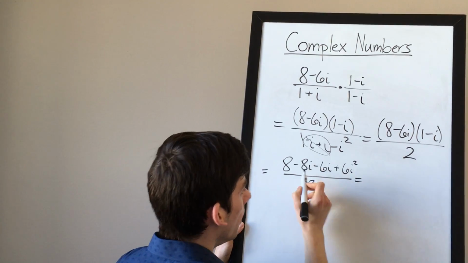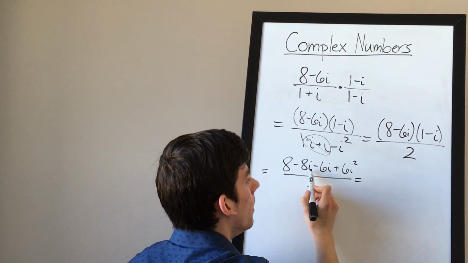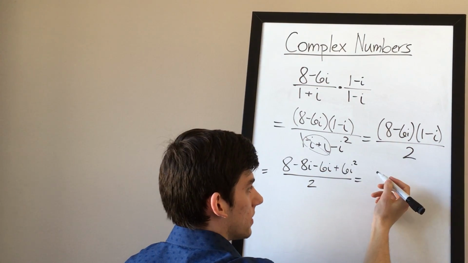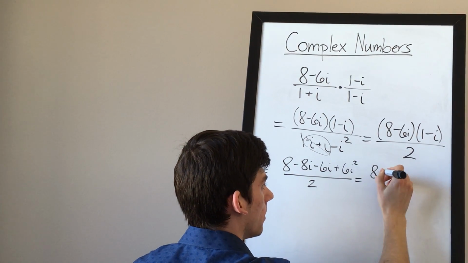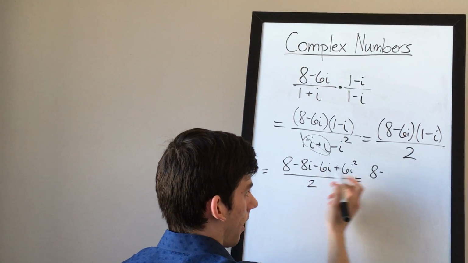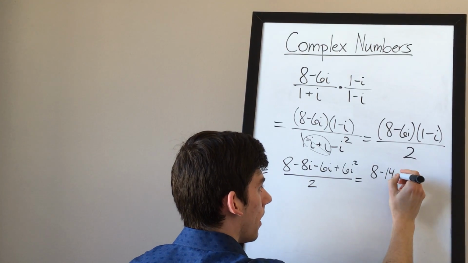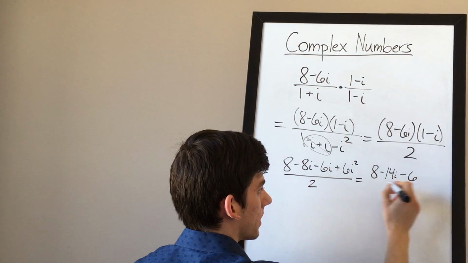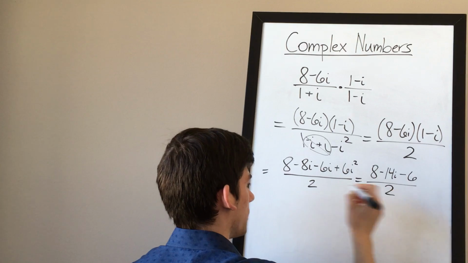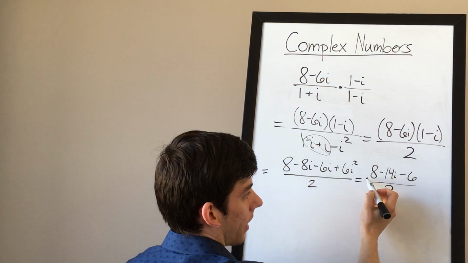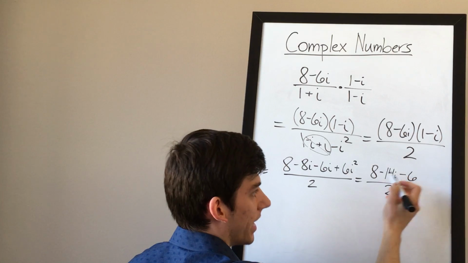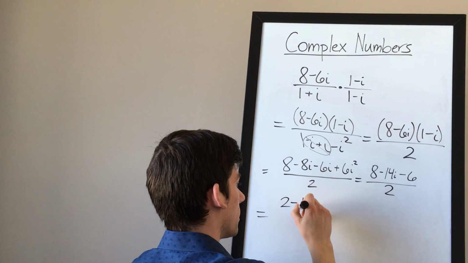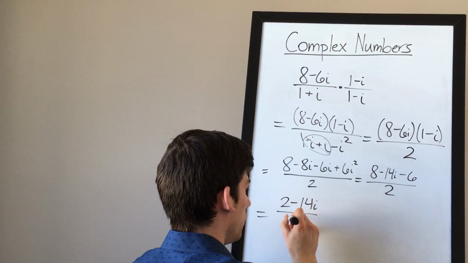How do we simplify this further? We can combine these terms. Again, i isn't a variable, but you can still combine like terms, and we know what i squared is equal to. So we do 8 minus 14i, and then what's i squared? Negative 1. What's 6 times negative 1? Negative 6, so minus 6, all over 2. Again, we can combine like terms, so it would be 8 minus 6 minus 14i. So this is equal to (2 - 14i) over 2.